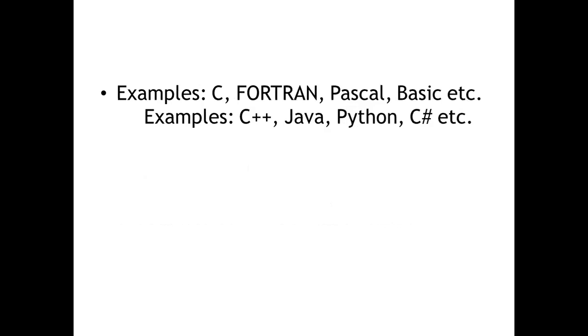At the last, some examples of procedural programming and object-oriented programming. For procedural programming, we can use C, Fortran, Pascal, and Basic. And for OOPS, object-oriented programming languages, we can study C++, Java, Python, and C#. That is the difference between object-oriented language and procedural programming language.